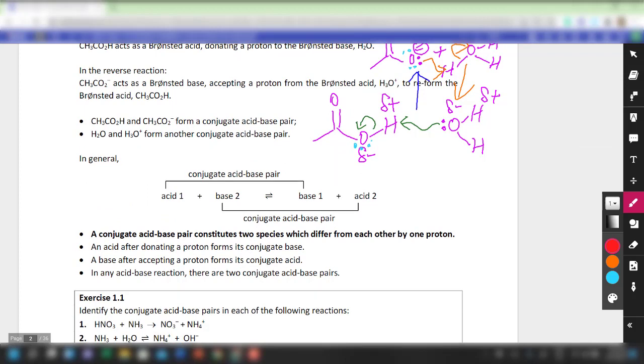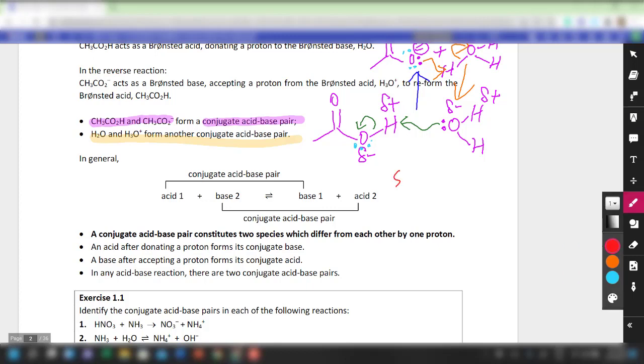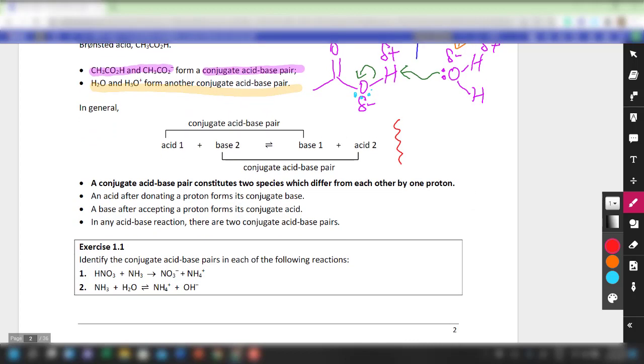Another term which you need to be familiar with is the conjugate acid-base pair. Once ethanoic acid loses a proton, it will form ethanoate. So we say that ethanoic acid and ethanoate form a conjugate acid-base pair. At the same time, H2O and H3O+ also form a conjugate acid-base pair. Basically, a conjugate acid-base pair differ by a H+. This is something generic. I don't think I need to go into details, so do flag out if you don't really understand this, because I think I've used the example above to illustrate this portion relatively well.